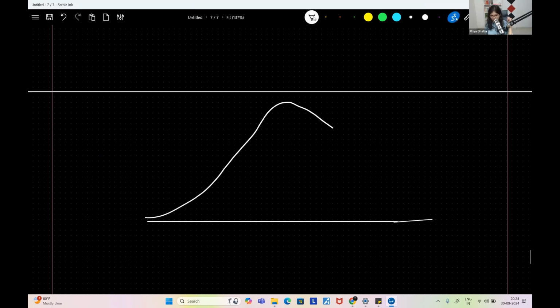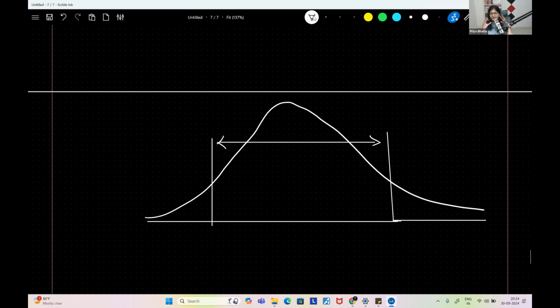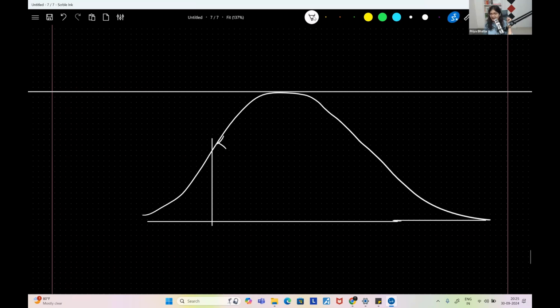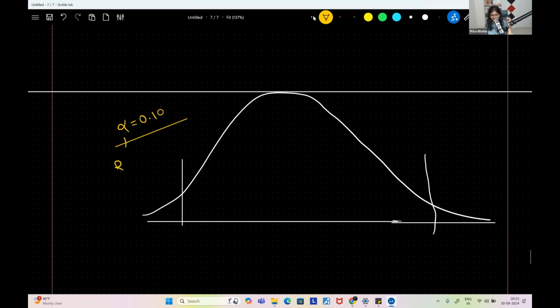So in these kinds of distributions, this is the portion where our maximum data will lie. Let me try to plot it in a better way. So this is a normal distribution we have, and there are extreme ends. If you remember, these are the extreme values in this normal distribution. So when we say the value of alpha is 0.10, this alpha is a risk factor.